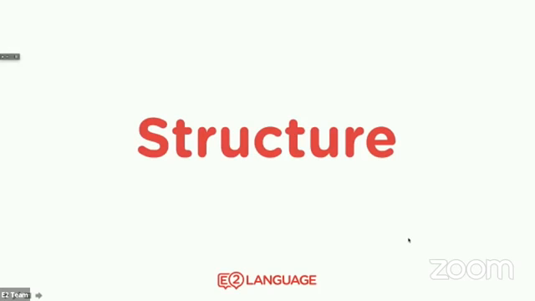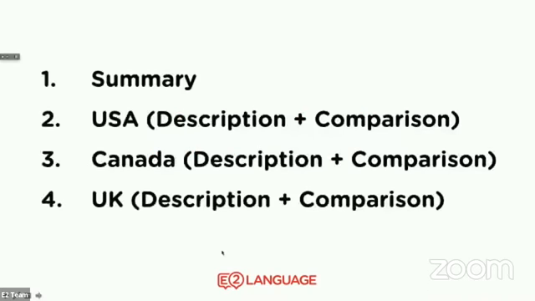Well, we're looking at 3 graphs, not 1, not 2, but 3. So we're going to use this structure here. We're going to write a summary, a very short summary of a single sentence or maybe 2 sentences. Then in our first major paragraph, we're going to talk about the USA, one of those pie charts. We're going to describe in a single sentence. Then we're going to compare in 3 or 4 sentences. And we'll do the same in paragraph 2 and paragraph 3 for Canada and the UK.